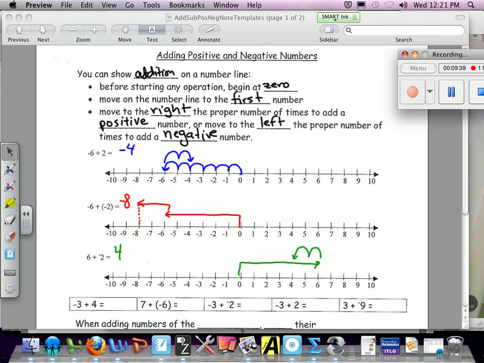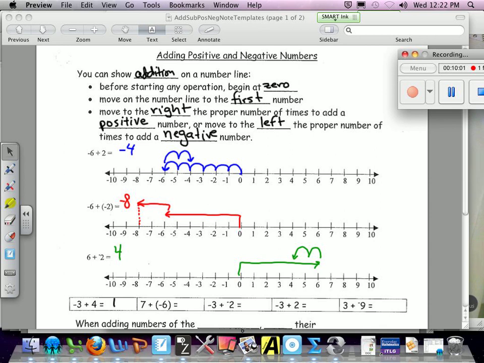That's okay. He's really excited and enthusiastic about the point. So I'm down 3 and I go up 4, it gives me past 0 and 1 past 0. What about if I have 7 plus negative 6? What am I going to get? I'm going to get 1.